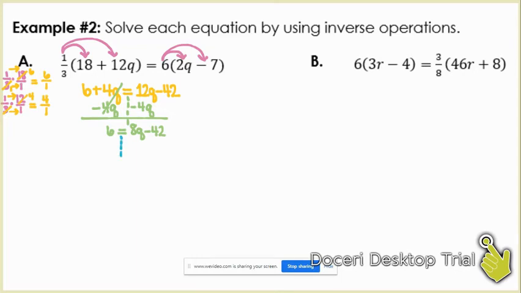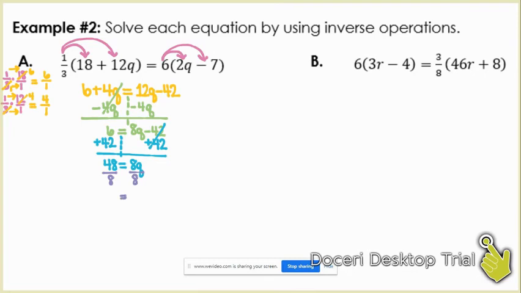So I'm going to undo subtraction first with addition. And what I do to one side, I have to do to both to keep the equation balanced. 6 plus 42 gives me 48. I bring down my equal sign and my 8q. And last but not least, I undo the multiplication with division. So the inverse of multiplying by 8 would be to divide by 8.